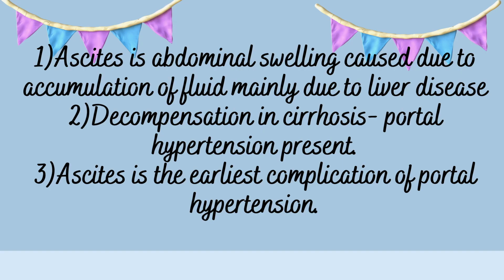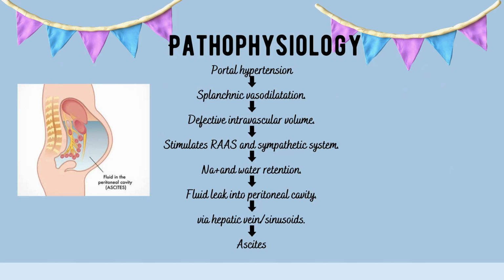Decompensation in cirrhosis means that when decompensation happens, portal hypertension will be there. And the earliest complication of portal hypertension is ascites. Means if portal hypertension is there, then the first complication that we are going to see in the patient is ascites. Okay, what is the pathophysiology? Means how that fluid will be accumulated. Now we are going to discuss that.